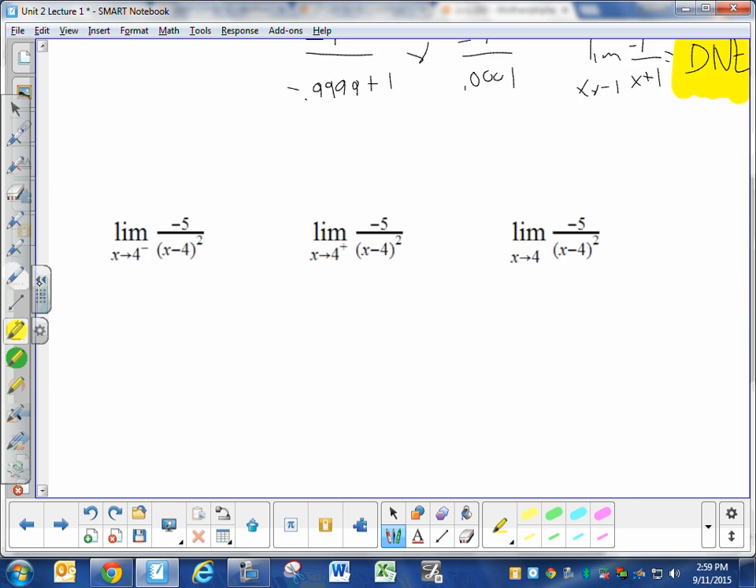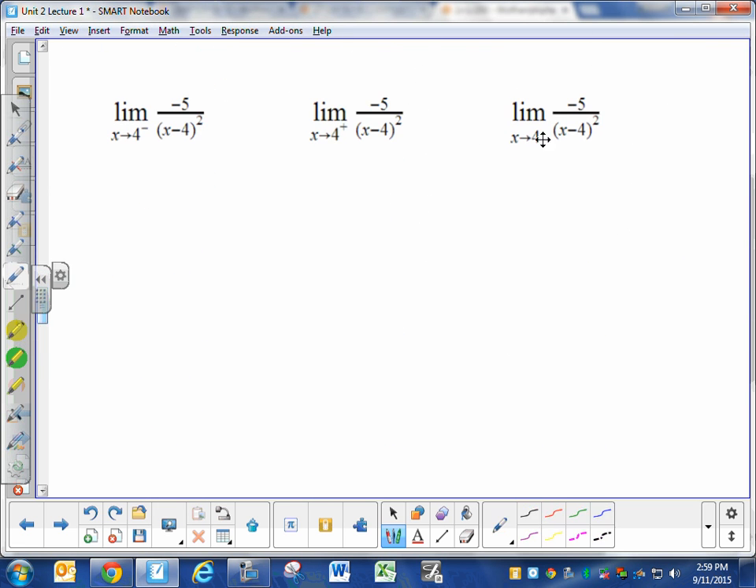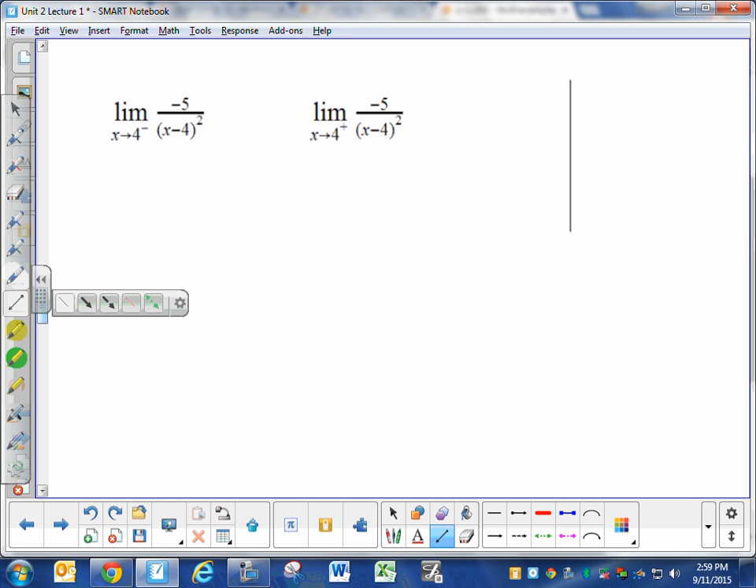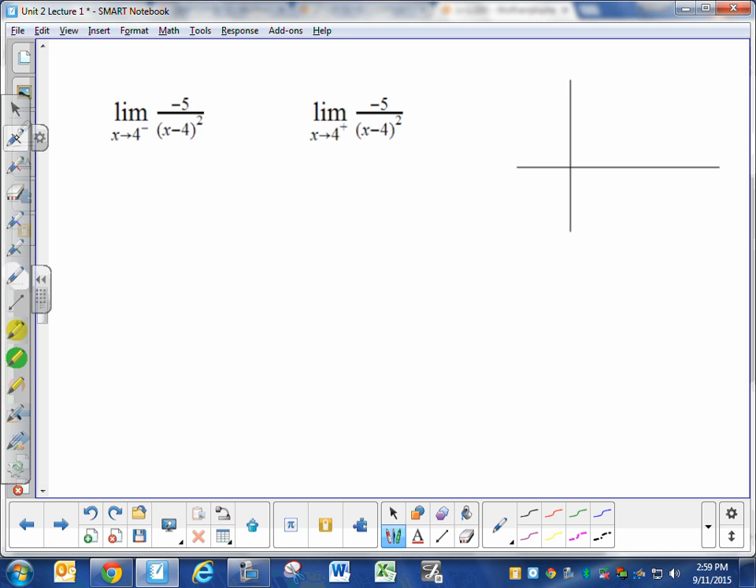Take this next one. Negative 5 over x minus 4 squared. We should know we have a vertical asymptote at 4. So we're going to look at the behavior of this function around that vertical asymptote at 4. It's a little bit different in that we have this x minus 4 squared.